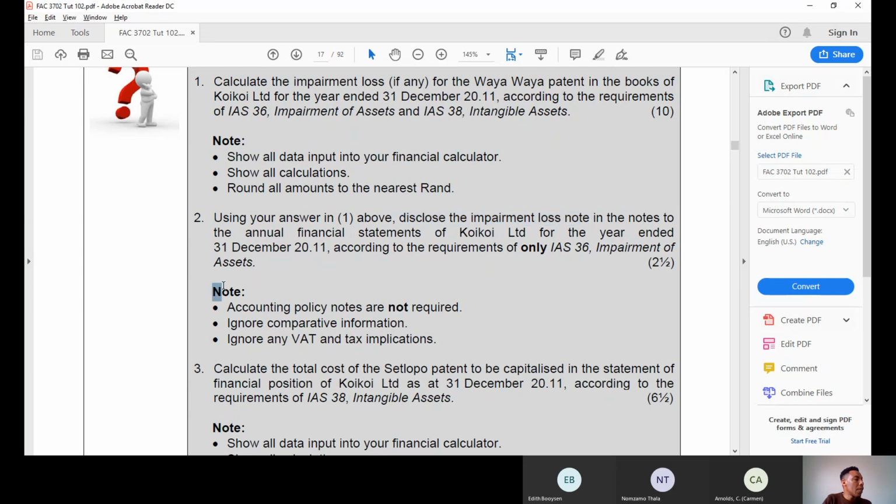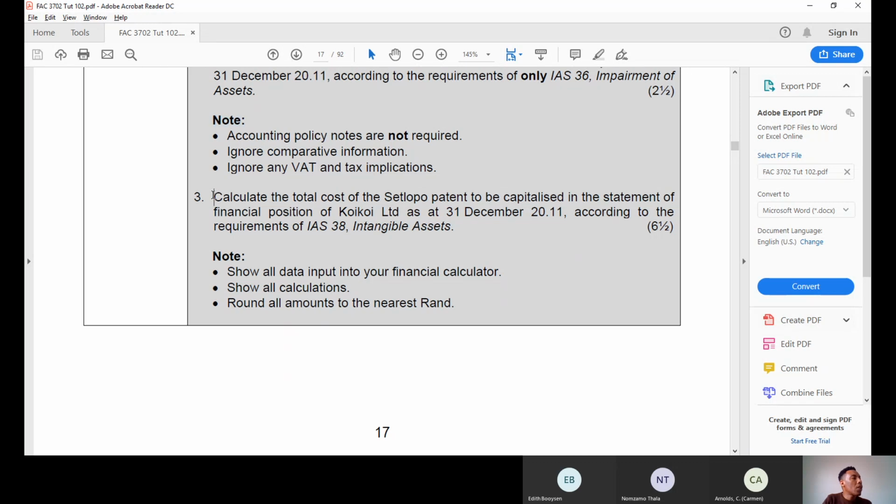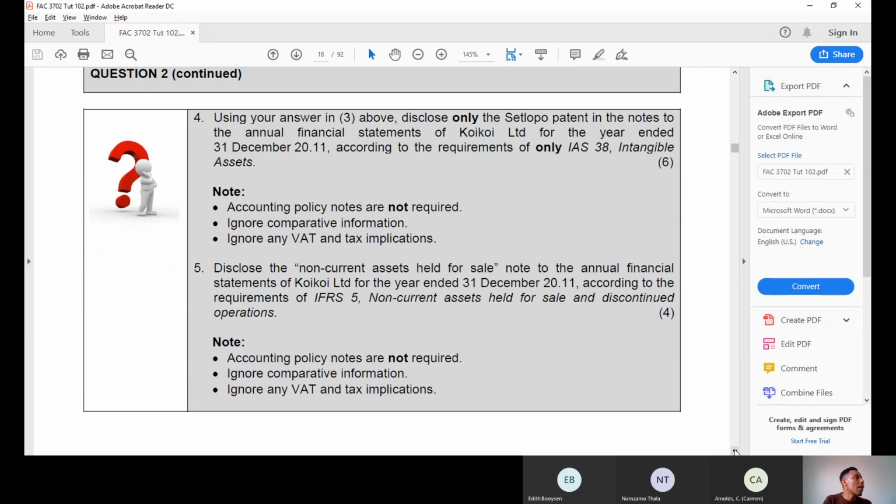Also, please take note of the following as well. The other one is that you will need to calculate the total cost of this patent, which we need to capitalize in the statement of financial position. We're going to do that. But in order to get there, for completeness purposes, I also looked at how much you would have to expense as research cost, if we were asked to indicate what the expense was. And then you also need to show all your calculations.